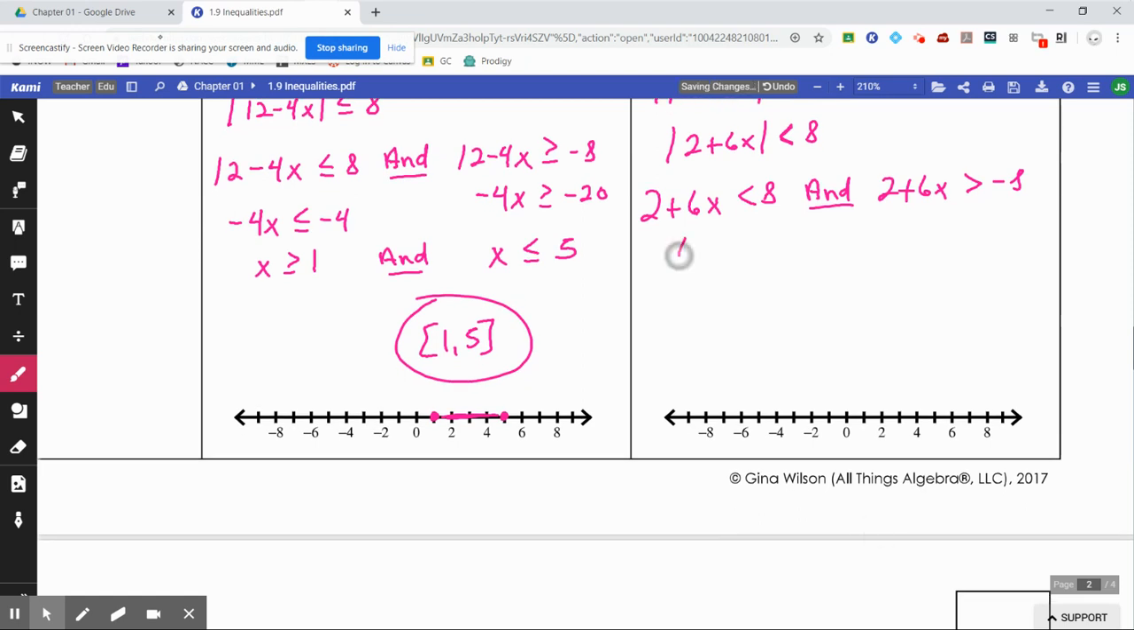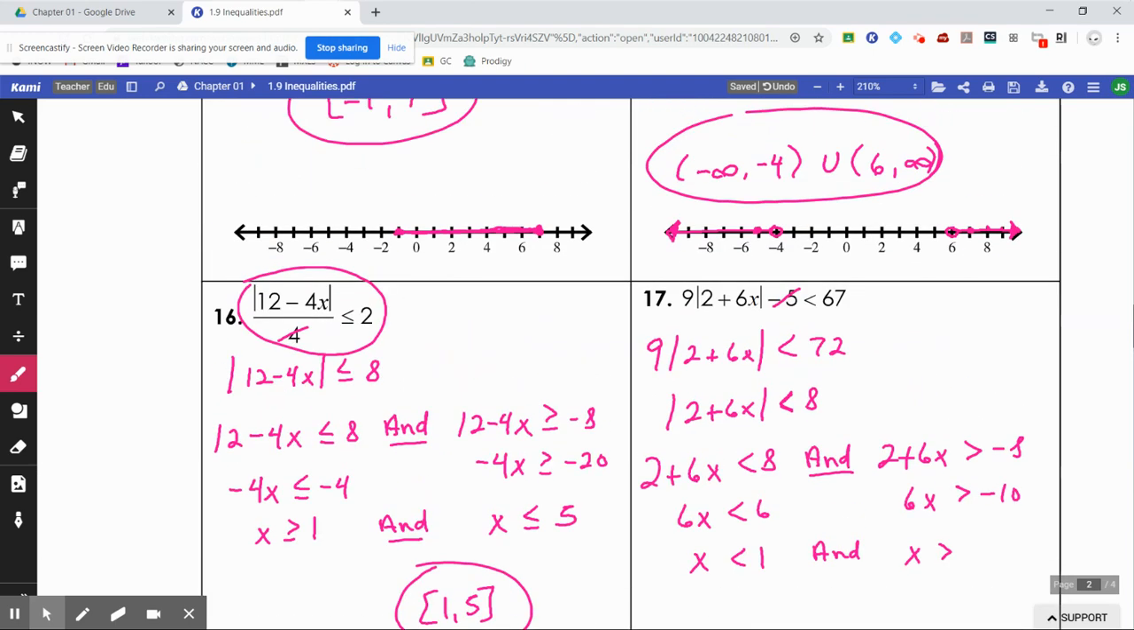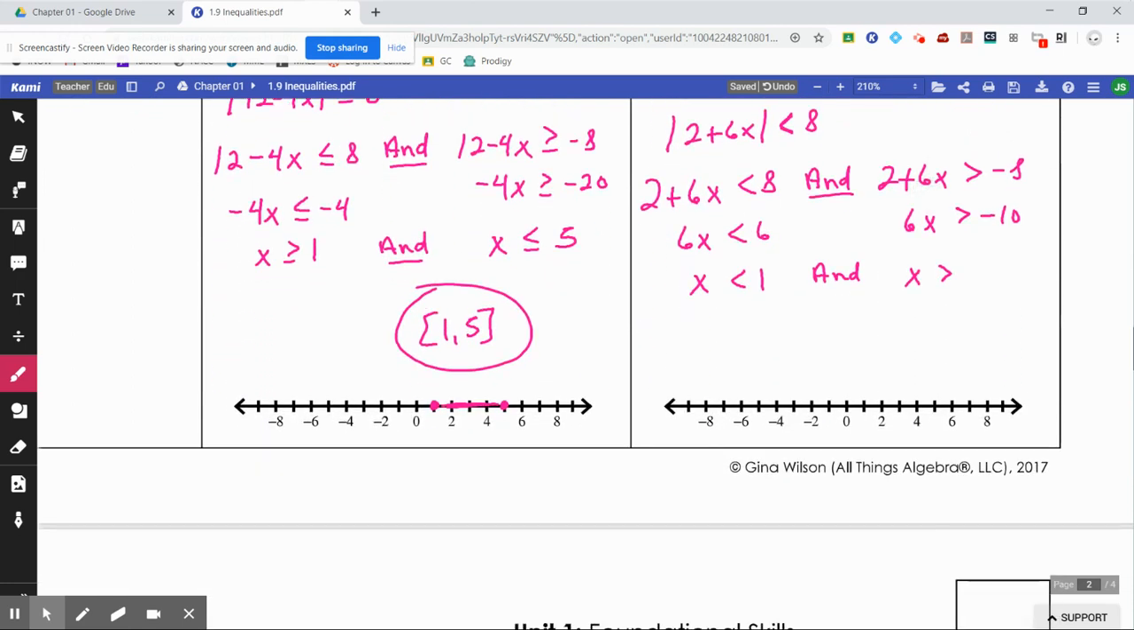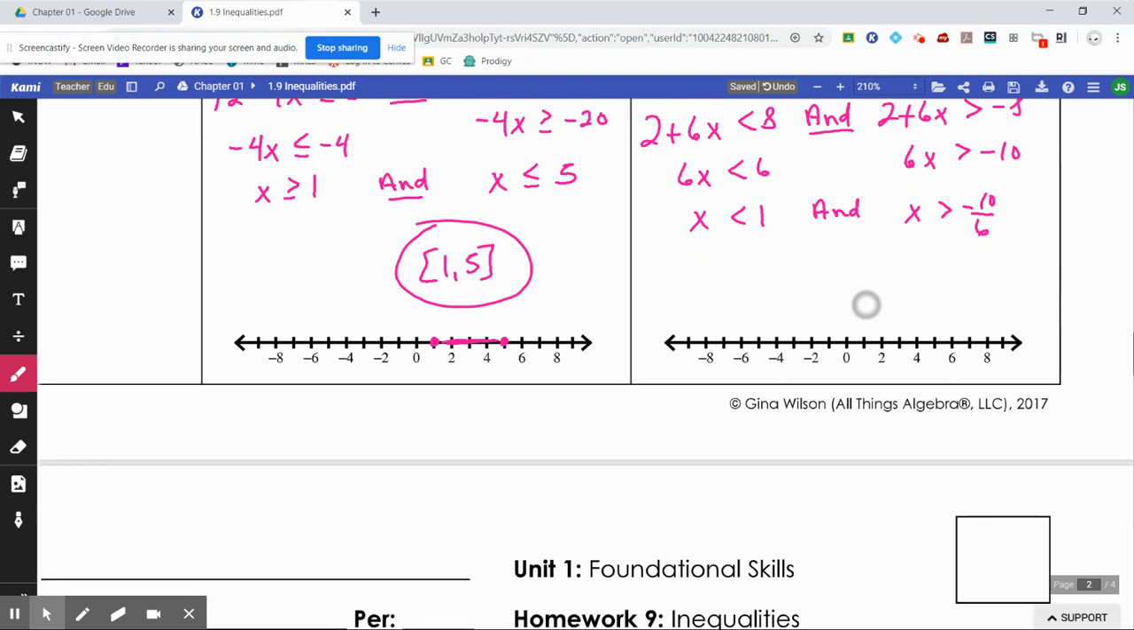Move the 2 by subtracting gives you 6. Divide by 6 gives you 1. And move the 2 by subtracting, gives you 6x is greater than negative 10. Divide by 6. You do not flip it because 6 is not negative. And it gives you negative 10 over 6, which we need to reduce. So that'd be x is greater than negative 5/3.